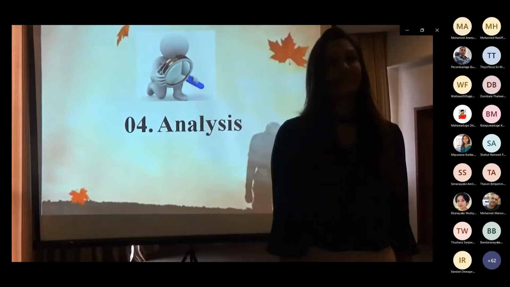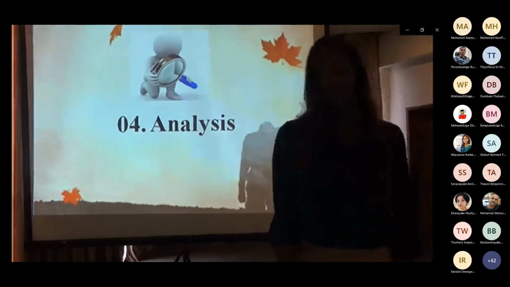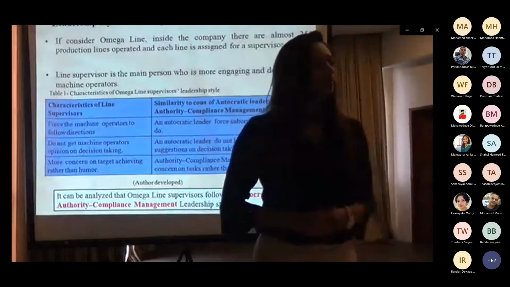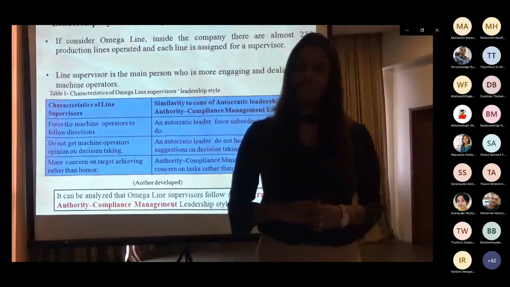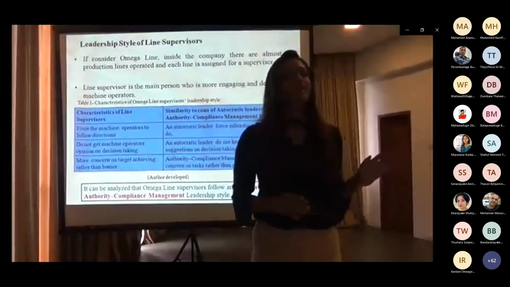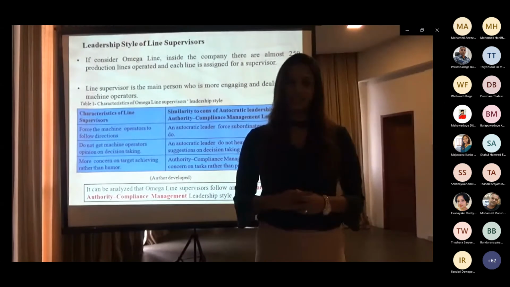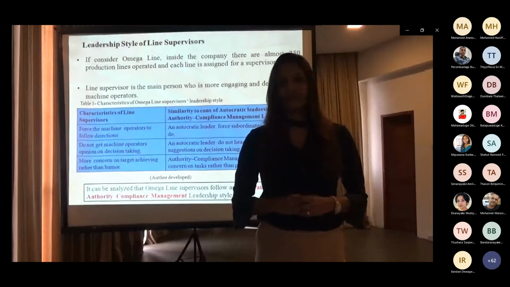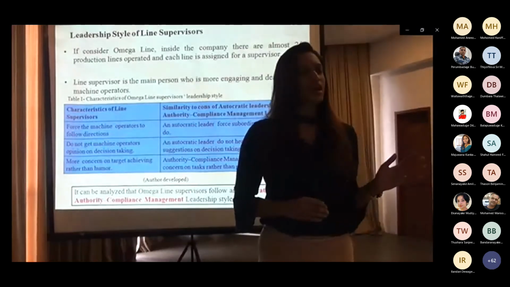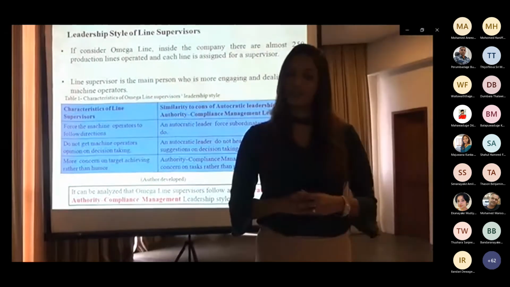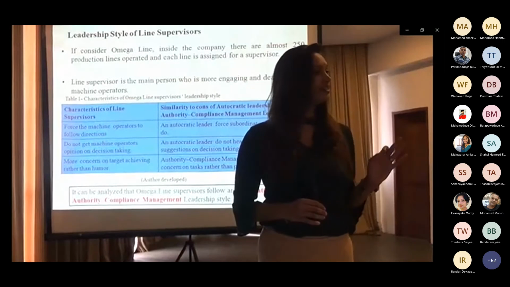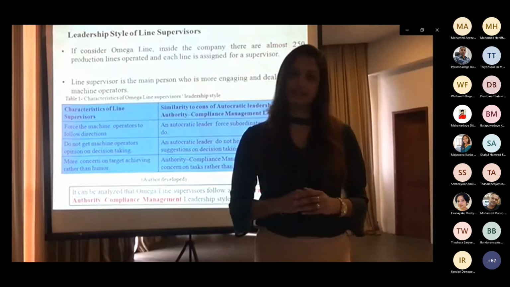Well, thank you, Shiva. I'm going to conduct the analysis part. Shiva and I visited Omega Line and identified that there are almost 250 production lines inside the company, and each line is assigned a line supervisor. After that, we closely monitored the characteristics of those line supervisors.